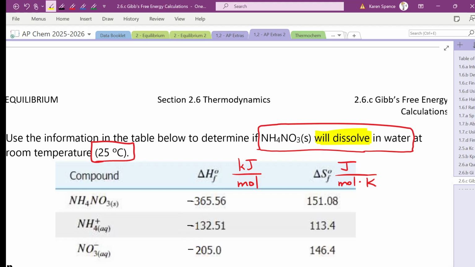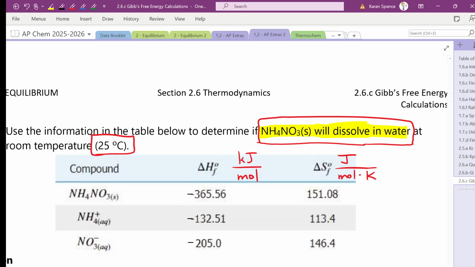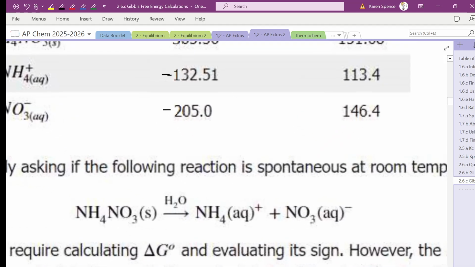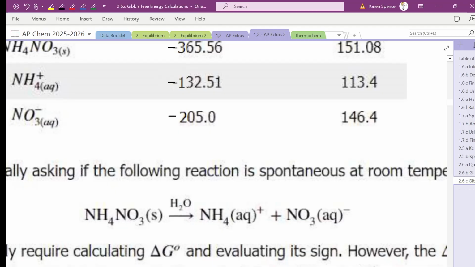In order to do any of these things, you're going to need some sort of reaction, yes? What will the reaction be here? It's easier than you think. It's going to be the dissociation of NH4NO3. Okay, so we're going to write the dissociation of NH4NO3. There we go. All right, so now we have our reactants, we have our products.